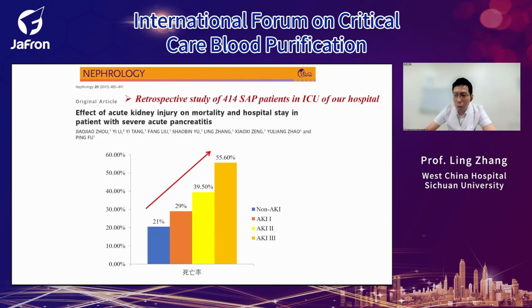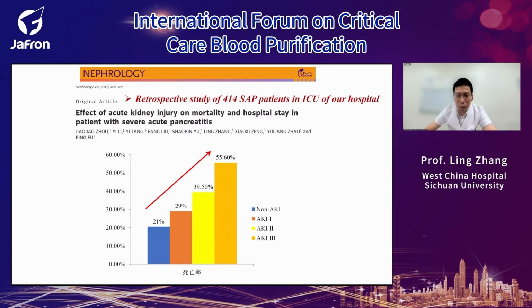We also show some data from our hospital. In this retrospective study, we included more than 400 severe acute pancreatitis patients in our ICU. We can see that with the development of AKI from stage 1 to stage 3, the mortality of the patients increased dramatically. So I think we should pay attention to how to treat SAP with acute kidney injury.